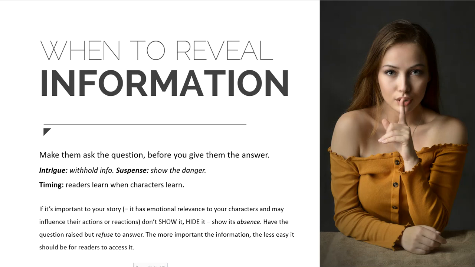If there's lots of information and you're not sure which is crucial backstory, use this sentence down here: if it's important to your story, it has emotional relevance to your characters and may influence their actions and reactions. You may have tons of backstory or information that's actually not crucial to the main story. The point of information should be, one, that it's a surprise or reveal that you can withhold, which creates intrigue and suspense. But also, when the character discovers it, it might impact their choices or reactions, which will change the plot development.